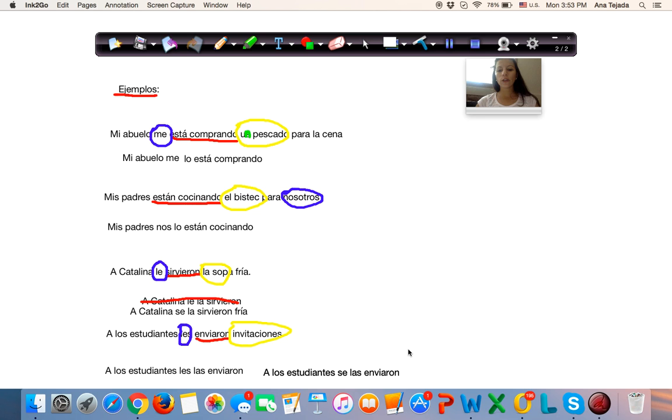Muy bien. Another thing that you have to look at: since se can be used for él, ella, usted, ellos, ellas, ustedes, it can be six different things. So that's why we use a los estudiantes, a Catalina, because it makes it clear if we're talking about ella or él or ellos or ellas or usted or ustedes, okay? That's why we have it there. It's not necessary, but it just makes much more sense, okay? And for you guys, it will be nice to look at this and do the whole long version of it.